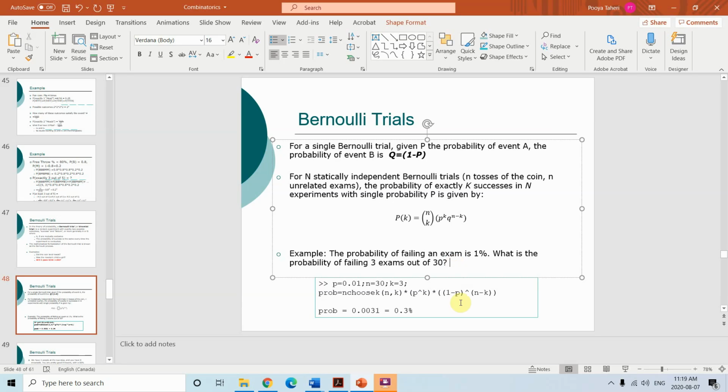So it's going to be n choose k, where k is 3 and n is 30. In this case, the probability of failing is 0.01. It's given here, and it's the same for each exam. This is not a very realistic problem. If that's the fail rate, the pass rate would be 0.99. So if you do that, the probability of this happening would be only 0.3%. It's going to be very small.